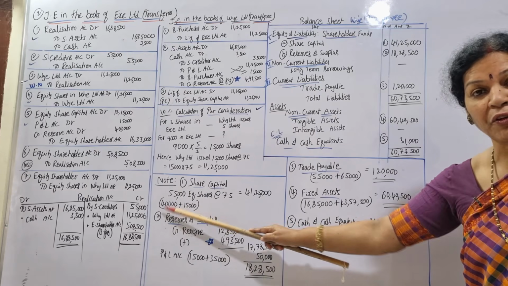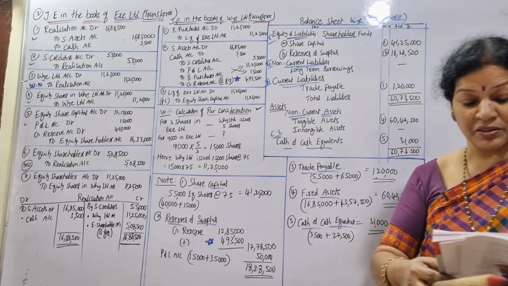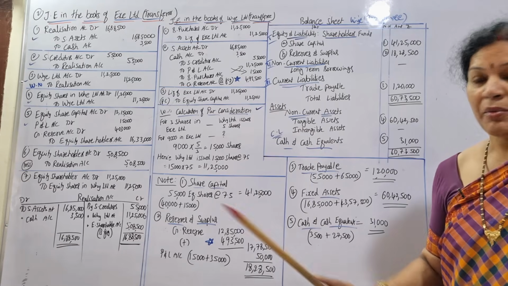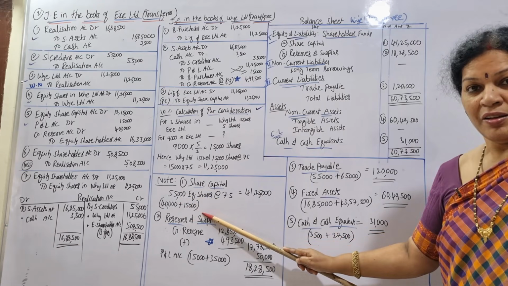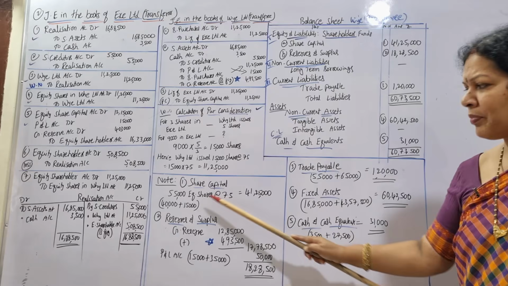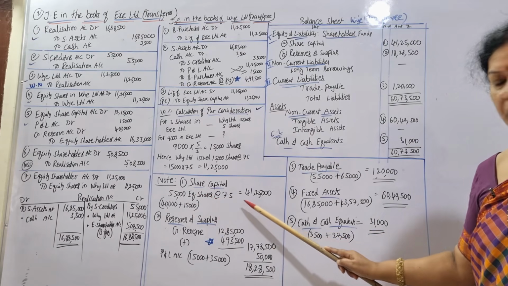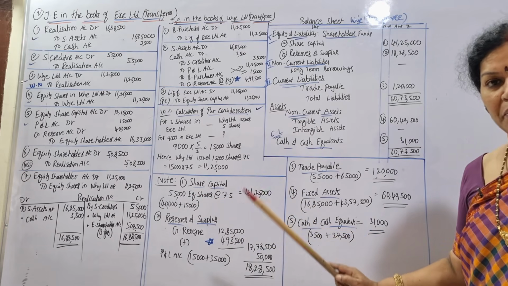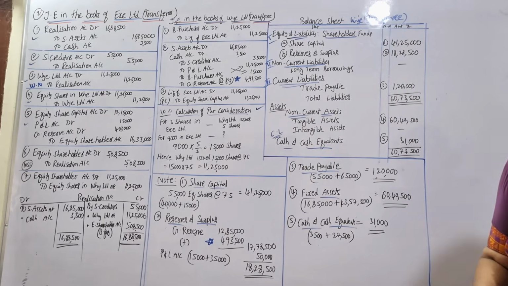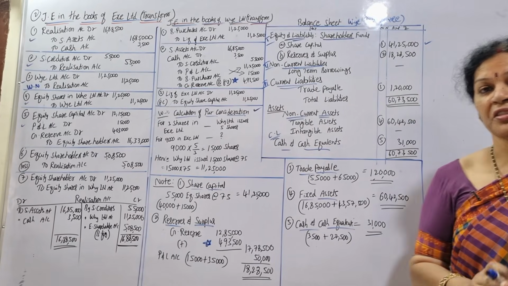How did you get 55? 40 plus 15,000. You see 40,000 equity shares at the rate of 75 rupees they said, but for the 15,000 we are adding. So anyhow the rate is 75 only. So it is 55,000 equity shares at the rate of 75 coming to 41,25,000. 41,25,000 we have written here. Clear? Share capital. Then reserves and surplus.